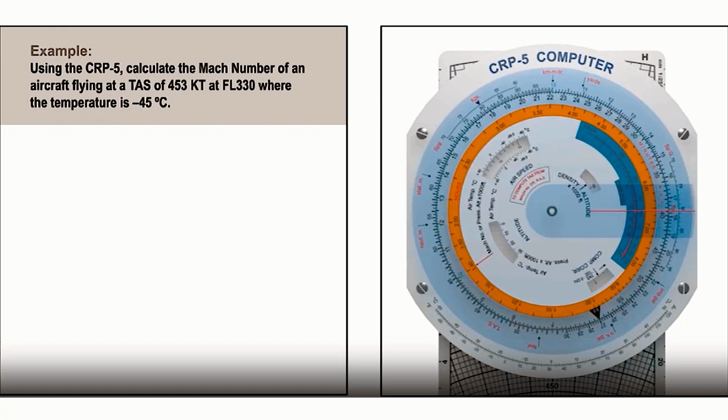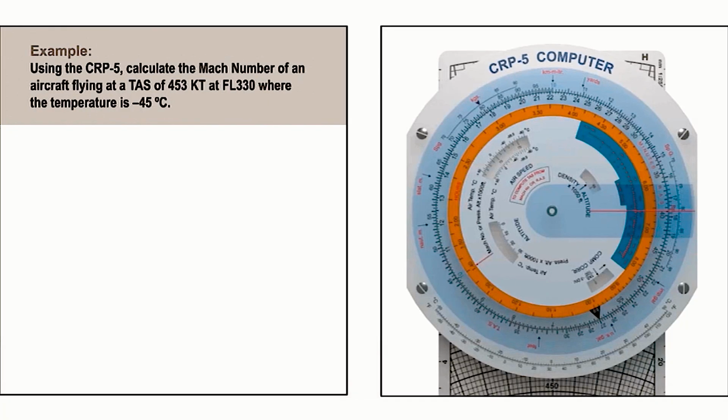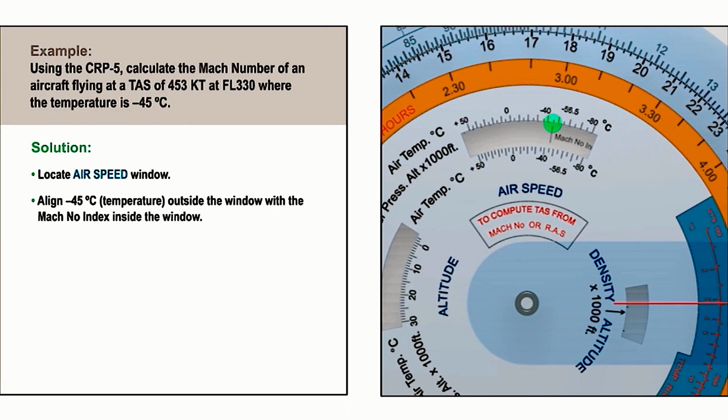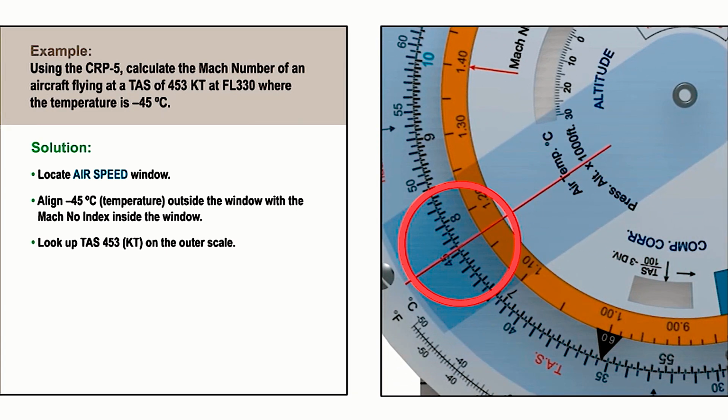In this example, we will calculate the Mach number of an aircraft flying at a true airspeed of 453 knots at flight level 330, where the temperature is minus 45 degrees centigrade. Firstly, we move the airspeed window until it is below the 10 on the outer scale to bring the Mach number index into view. Then we align the temperature of minus 45 degrees centigrade outside the window with the Mach number index inside the window. Look up the true airspeed of 453 knots on the outer scale and read off the Mach number of 0.77 on the inner scale.